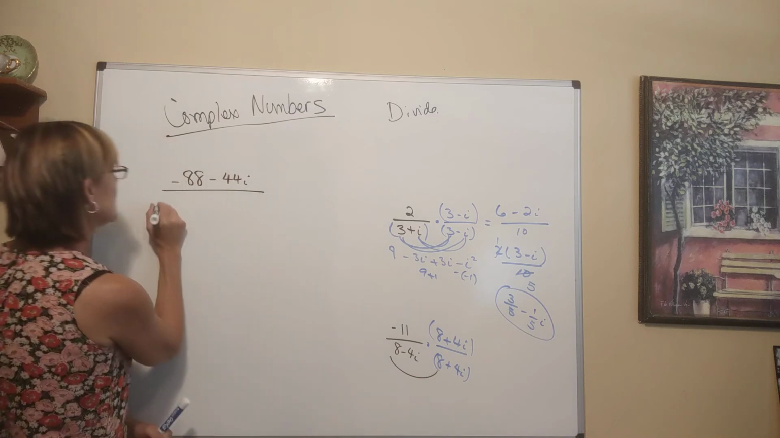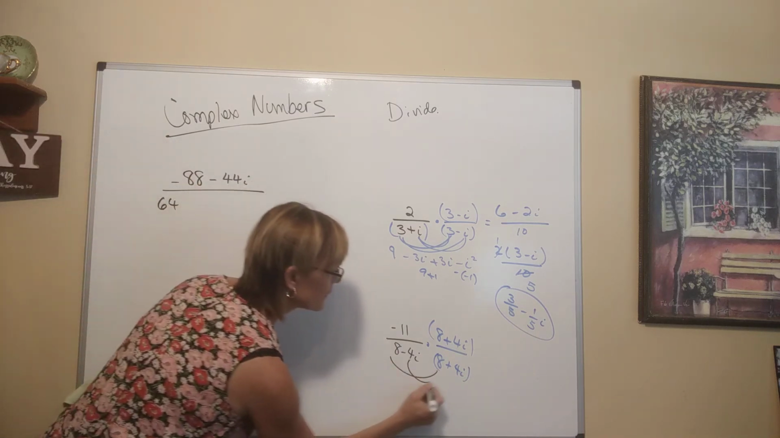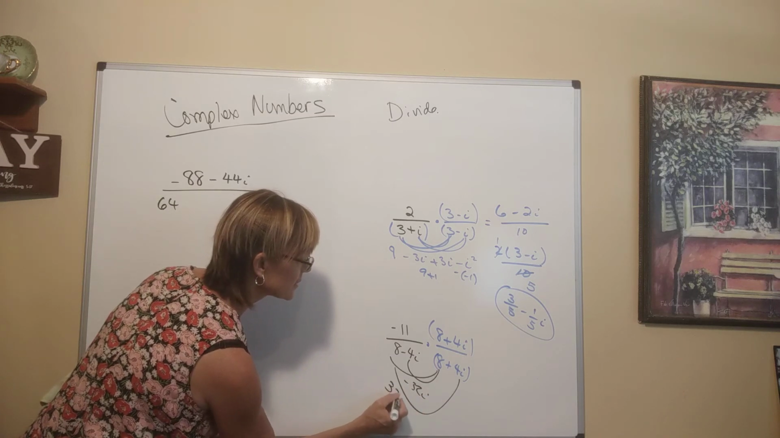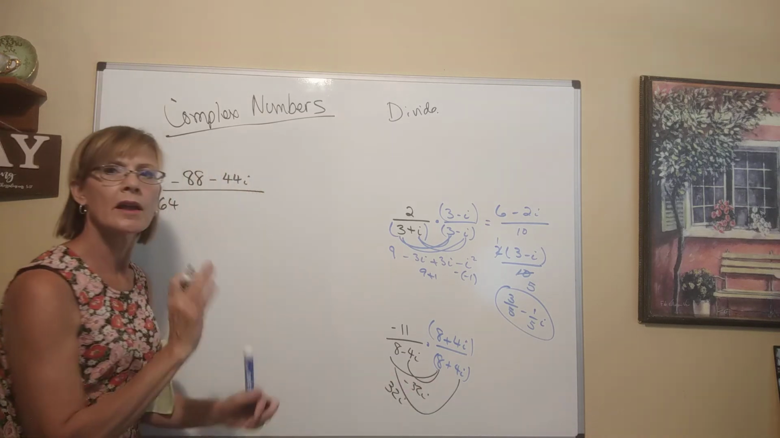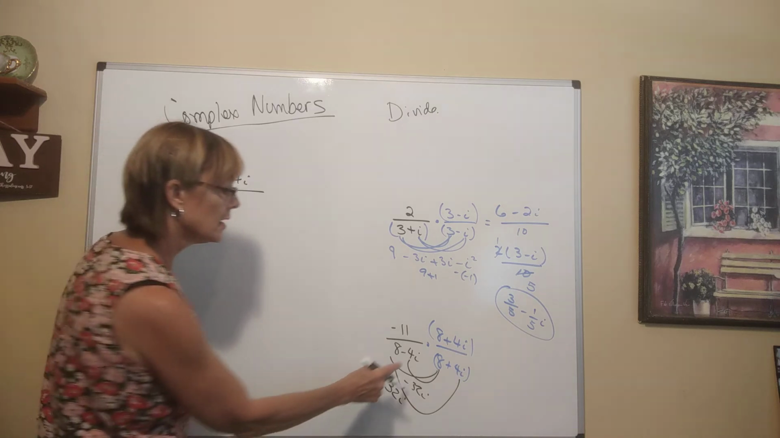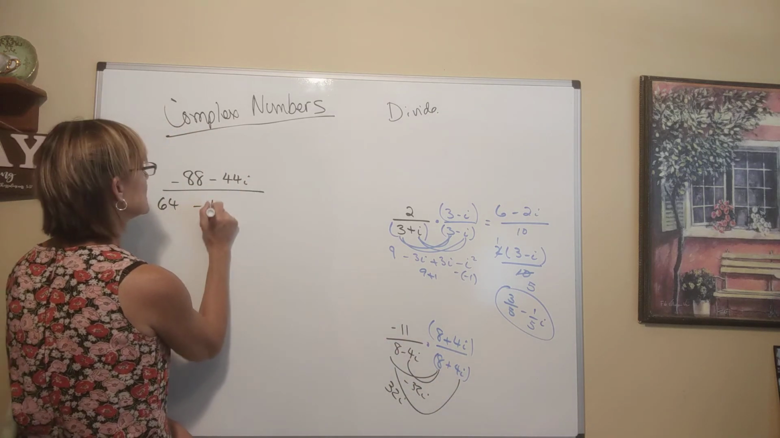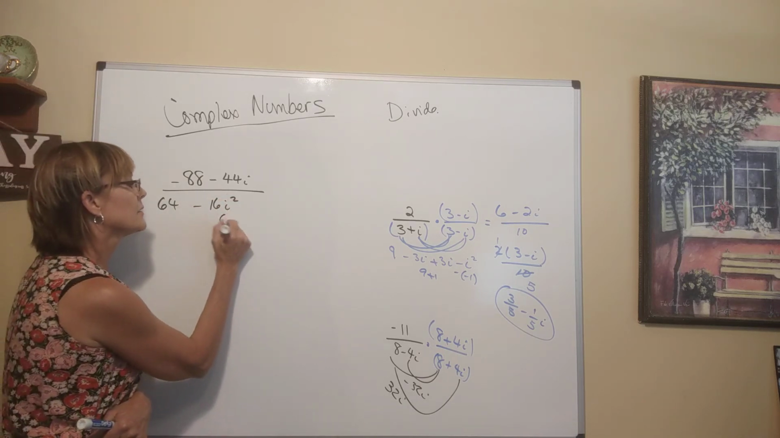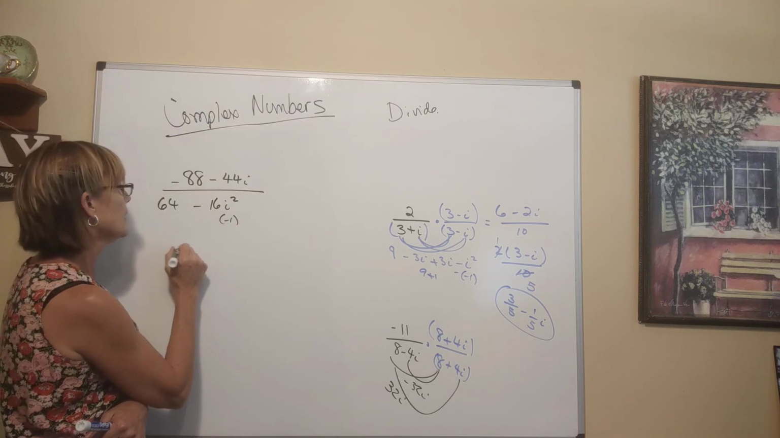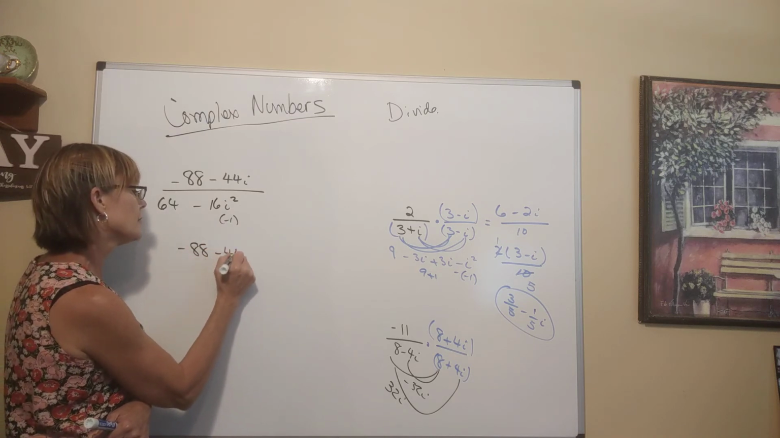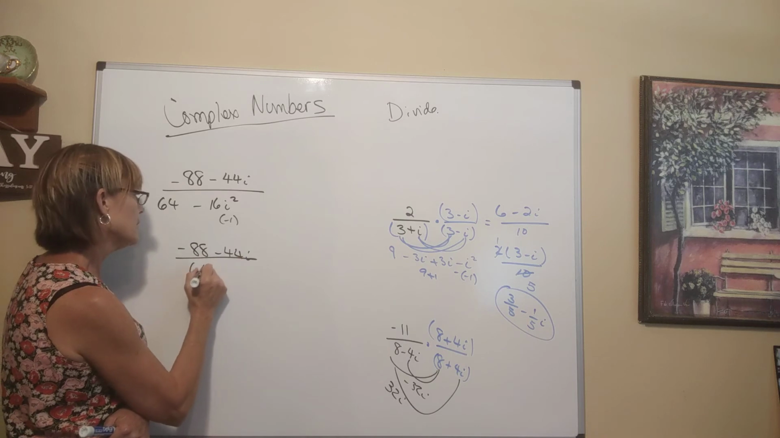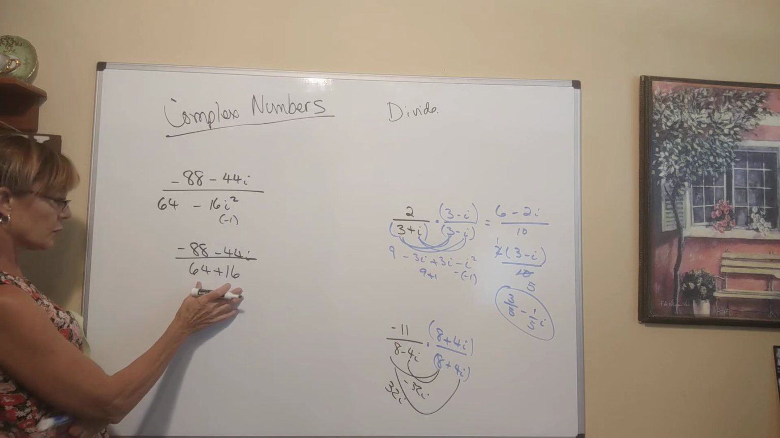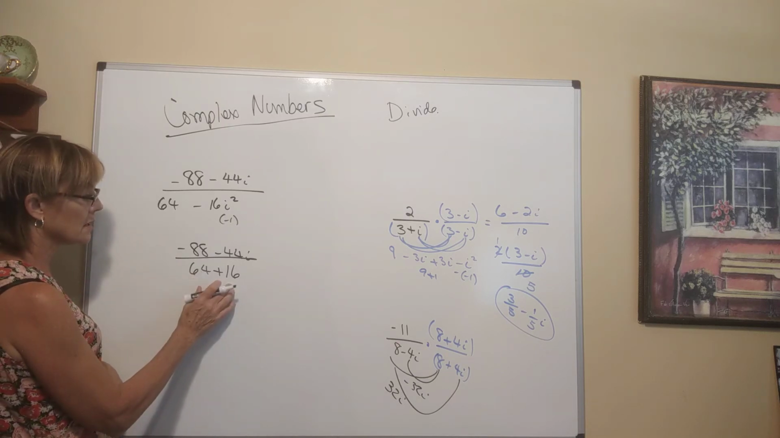Down here, 8 times 8 is 64. Negative 4i times 8 is negative 32i. 4i times 8 is plus 32i. Those will add to 0. They always add to 0 because they're conjugates. Negative 4 times positive 4 is minus 16i squared. Okay, i squared is really a negative 1. So we have negative 88 minus 44i over 64 plus 16. So 64 plus 16 is going to be 70.